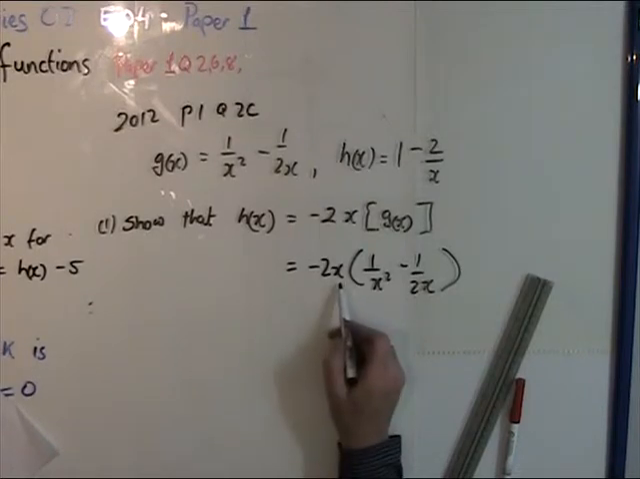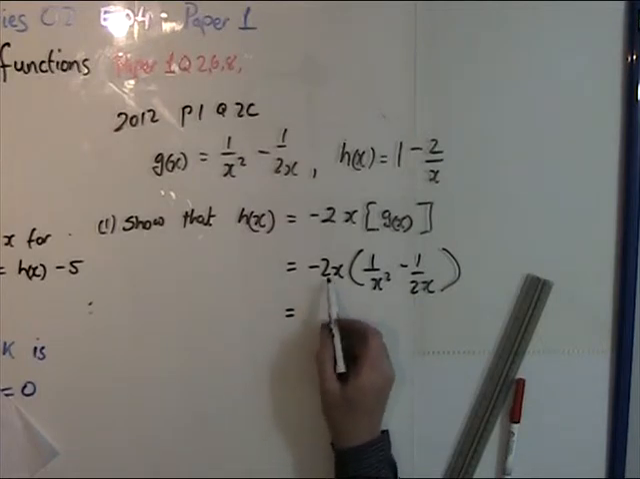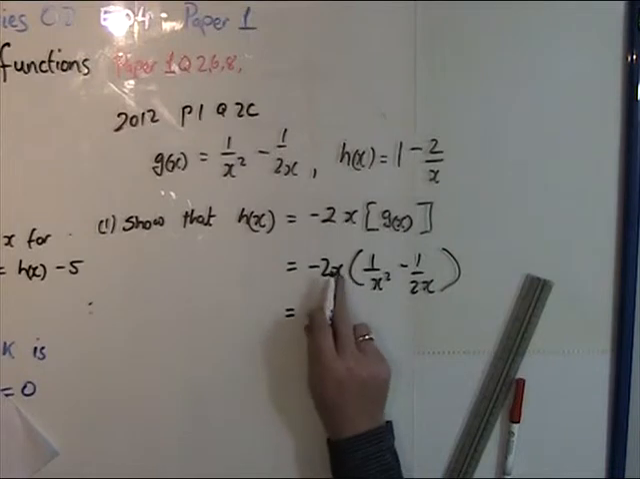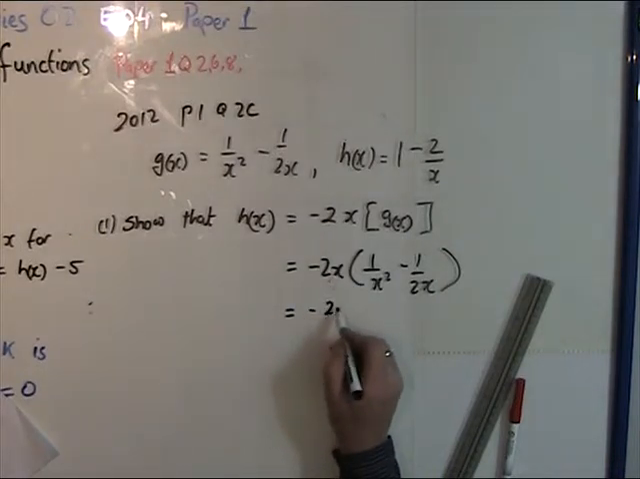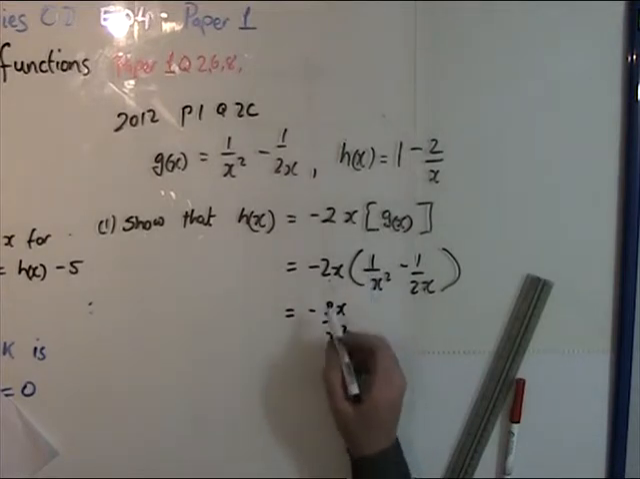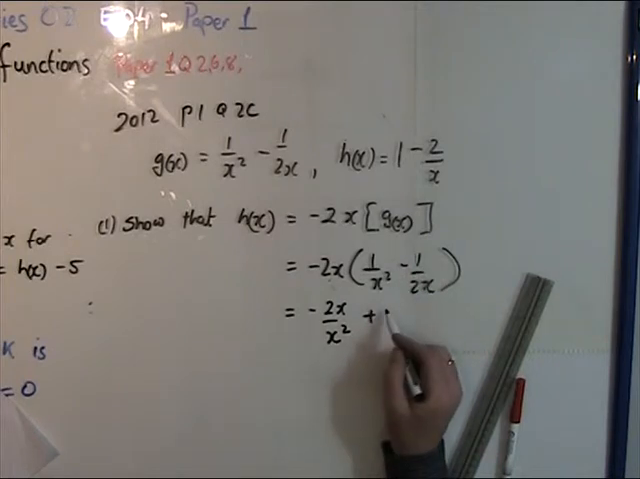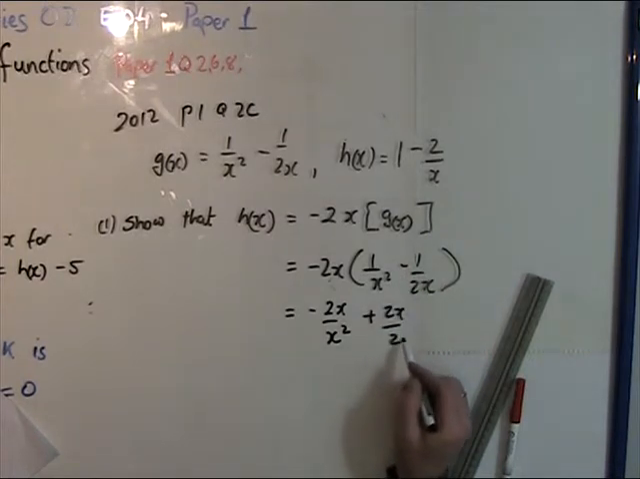Well, you know this is 2 over 1. You should know how to solve this, okay? So this is minus 2x, multiply the top by the top because it's all over 1, and the bottom by the bottom. So this is minus 2x over x squared. Minus by a plus is a minus. Minus by a minus is a plus. 2x by 1 is 2x, all over 2x.